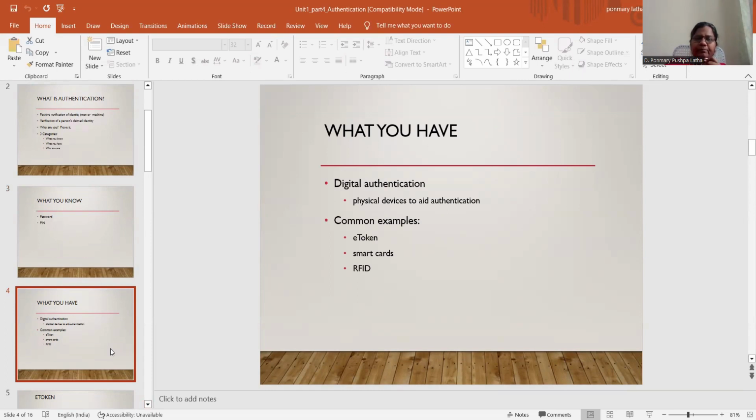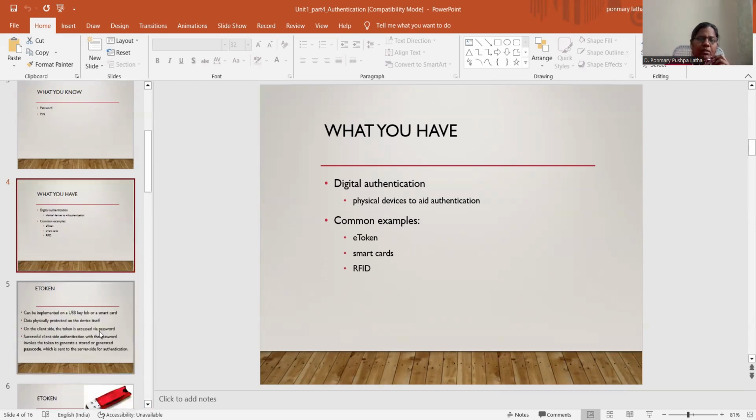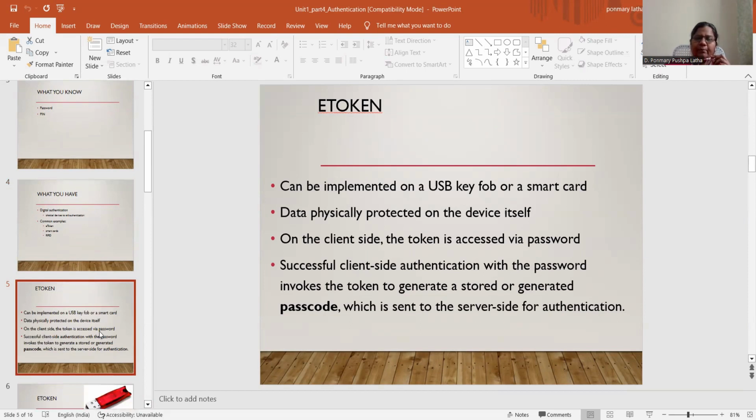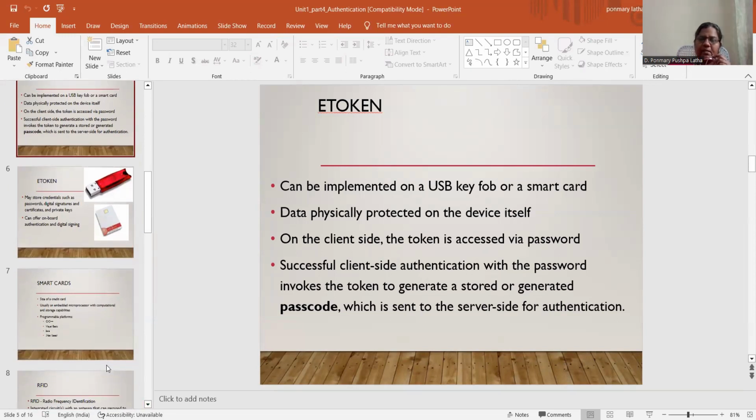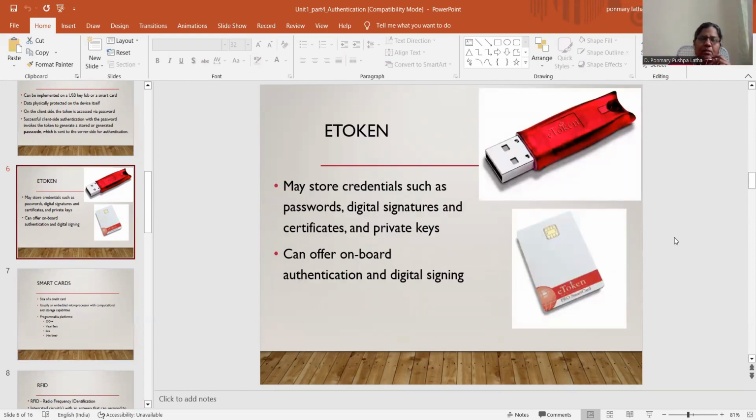So in the what you have, digital authentication, common examples are the e-token, smart cards, and RFID that you can use. So what is an e-token? It can be implemented on a USB key fob or a smart card. Here, the data is protected on the device itself. See, this is an e-token. This is a diagram of the e-token.